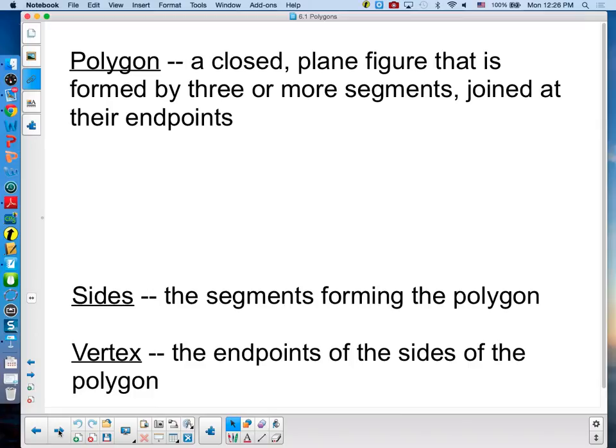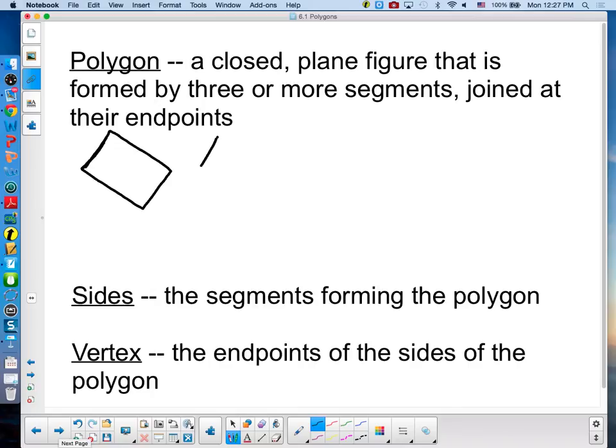We're drawing pictures of some polygons. A polygon could simply be, I'm trying to draw it straight. That's a polygon. And a triangle's a polygon. It said 3 or more.